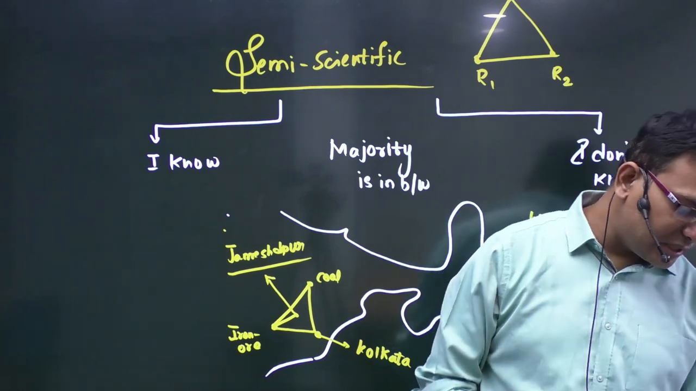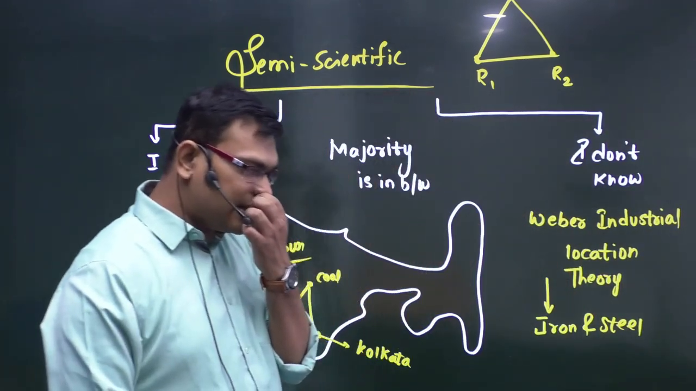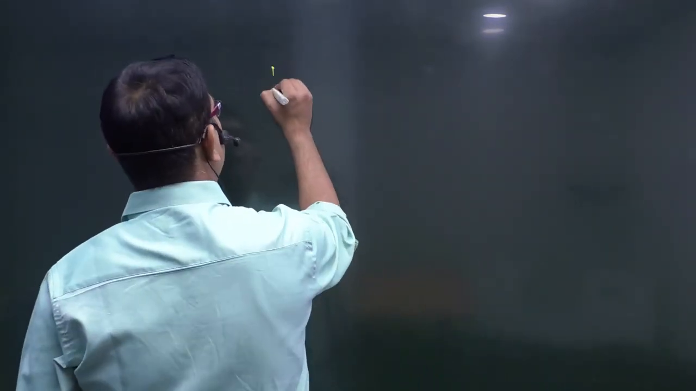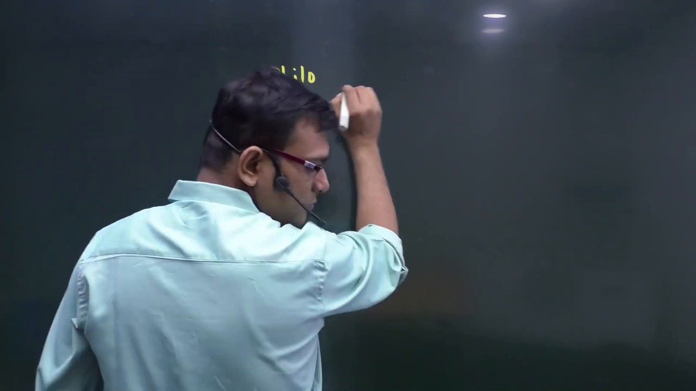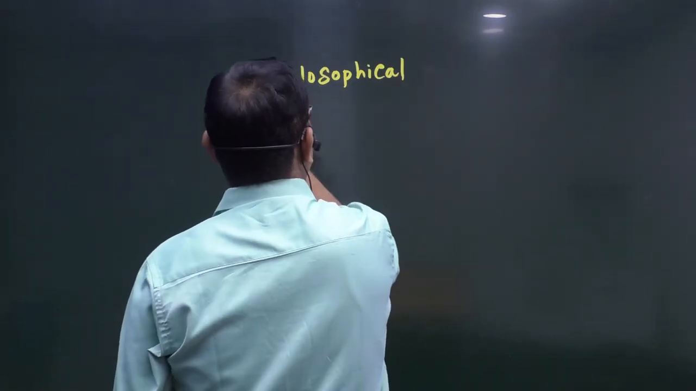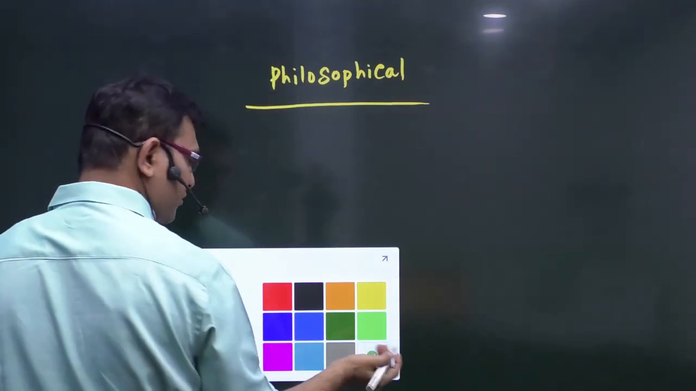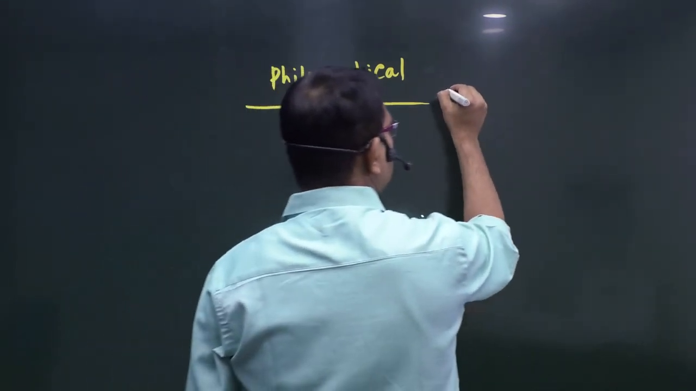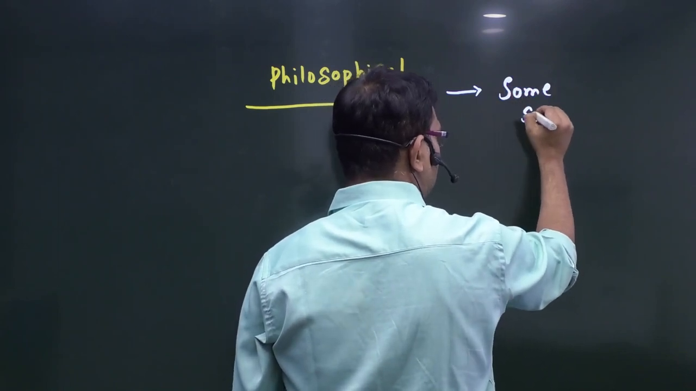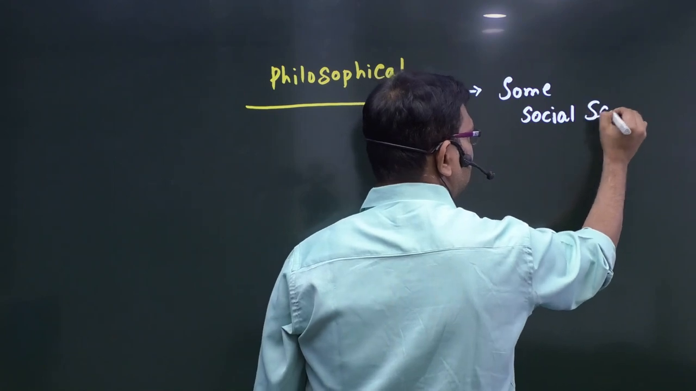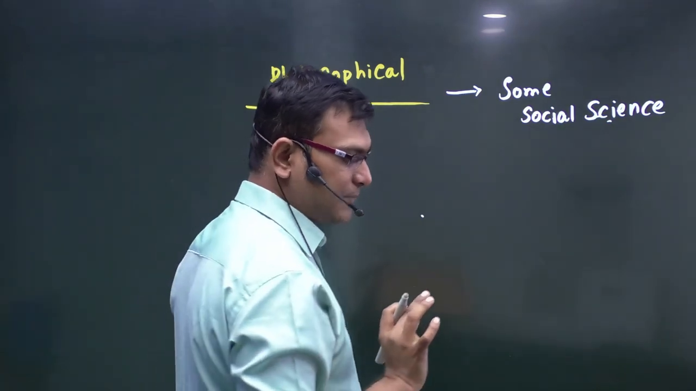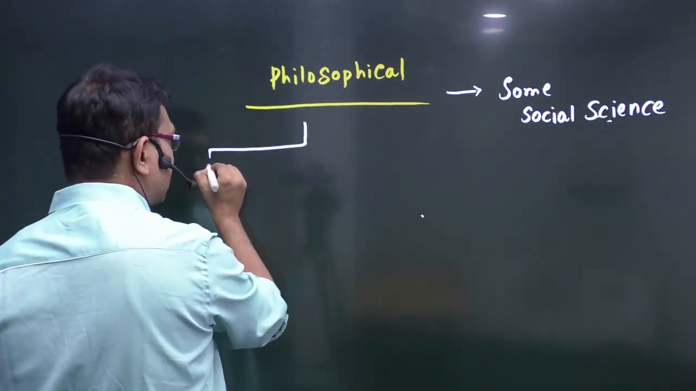What about the philosophical in nature? Sir, this philosophical, some social science. What happens here in the philosophy? If it is philosophical in nature, what happens here? You see, this is related with some social science. Am I right? It is related with some social science. So if it is related with some social science, in the philosophy, there are two things.